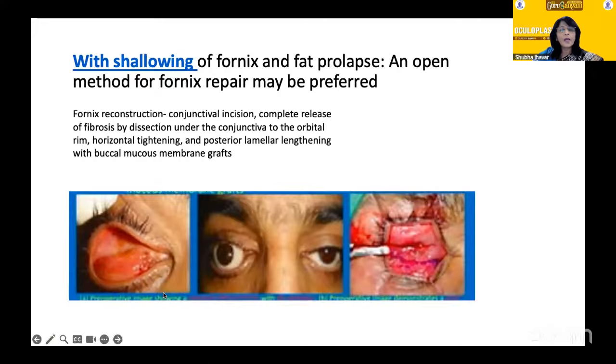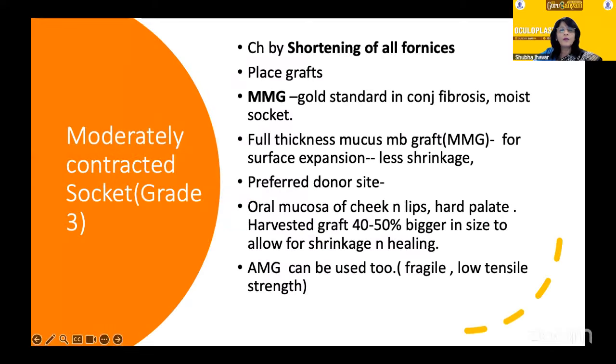With fat prolapse, if it is there, or some other fibrosis bands, then an open method of fornix repair is done, where for fornix reconstruction, complete release of fibrosis is done by dissection under the conjunctiva to the orbital rim, horizontal tightening is done, and then you may place a buccal mucous membrane graft to form the fornices.